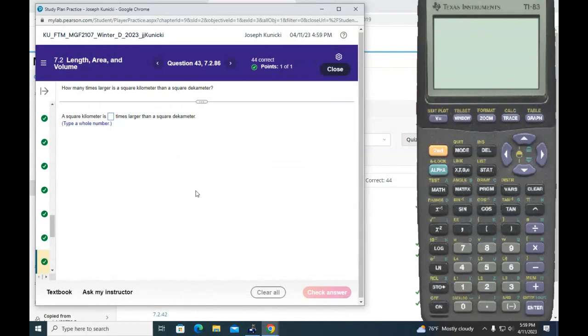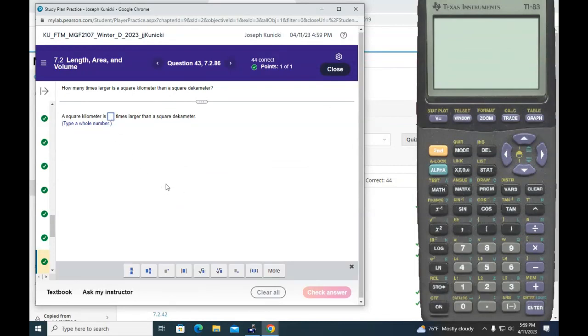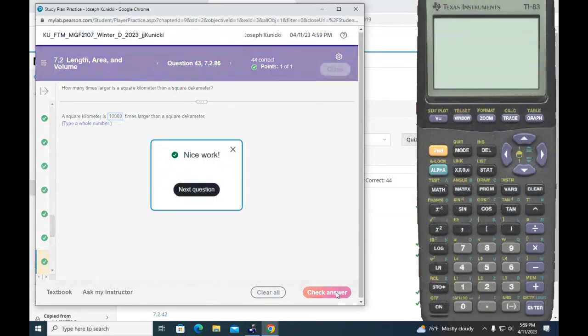We'll see. How many times larger is a square kilometer than a square decameter? Well, from a kilometer to a decameter is 2 powers of 10. So just for this plain measurement, it's 100, but 100 squared is 10,000. 10 to the 4th, right? 10,000.